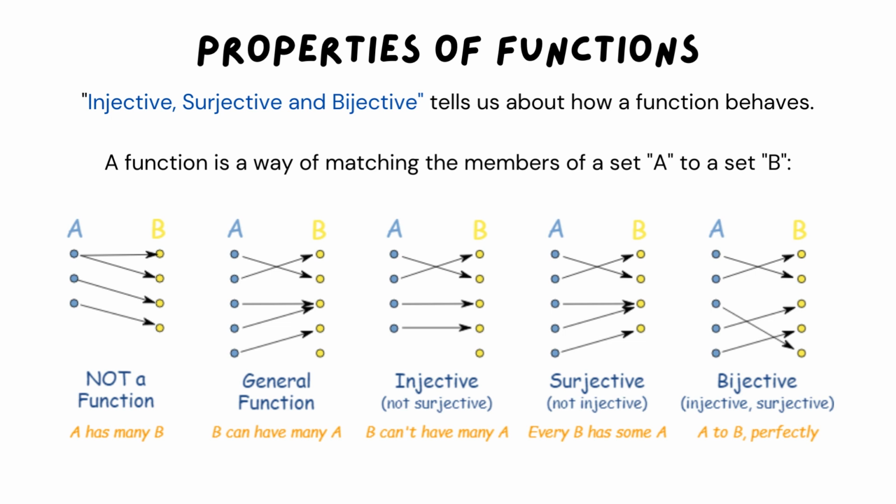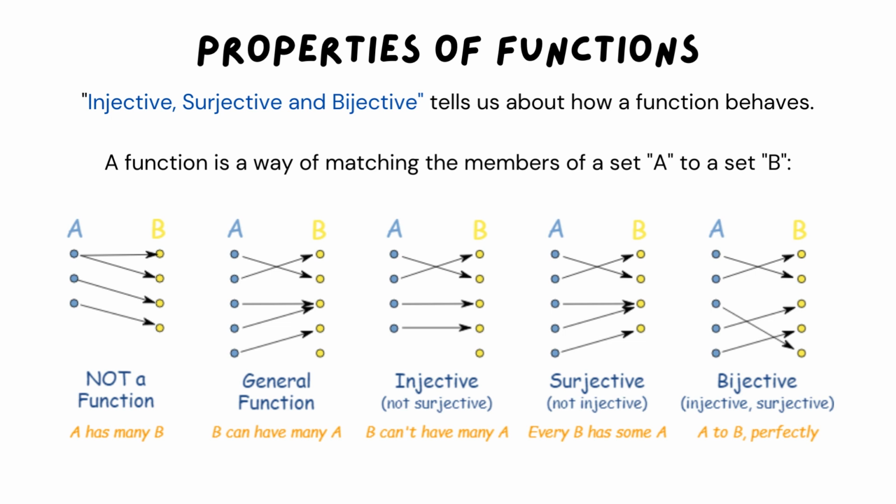The first two are the general function, pointing from each member of A to a member of B. It never has one A pointing to more than one B. So one to many is not okay in a function. But more than one A pointing to the same B, many to one, is okay.